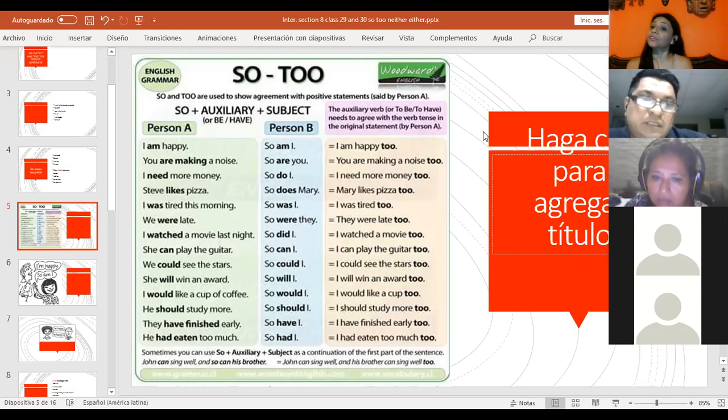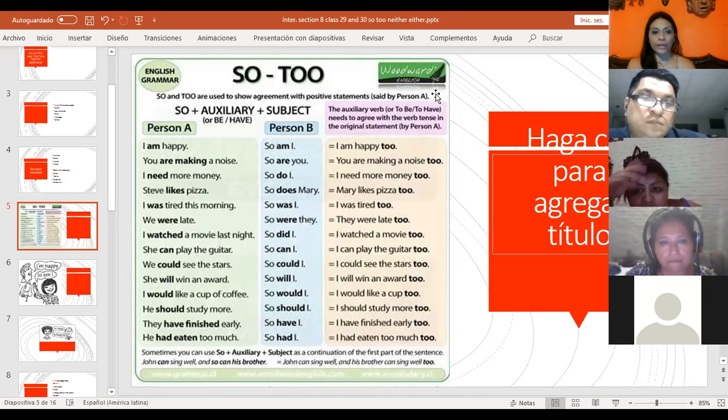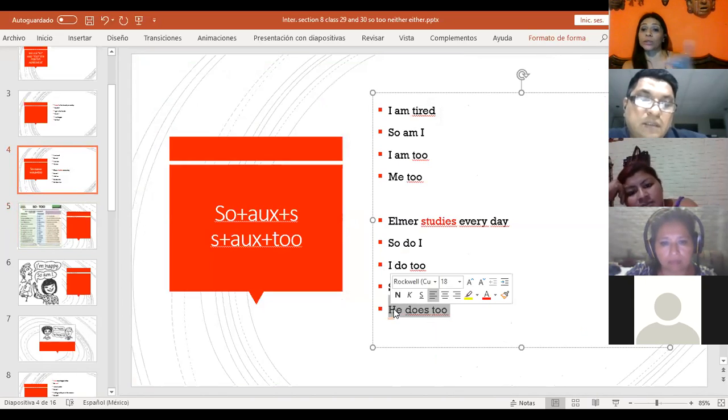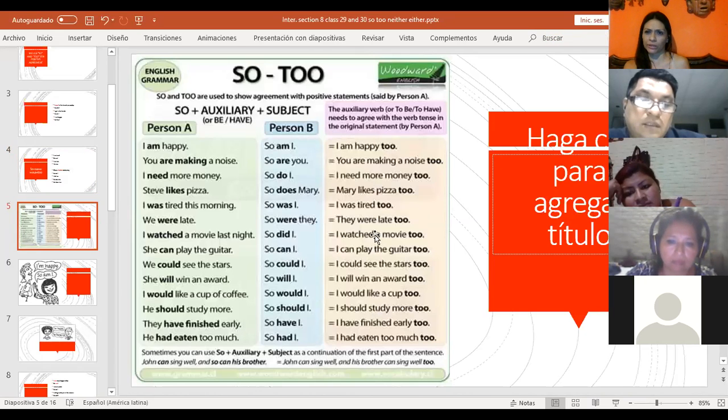Sí, entonces en todo caso es más fácil esta, que dice lo mismo y le pone too al final. Solo que el me too es el más usado, pero sin toda la oración. Si usted no quiere decir toda la oración, también es válido. I am happy, I am too. Esta es la forma corta usando el too. La forma larga es esta que está aquí, ¿me doy a entender? En lugar de decir I am happy too, solo puede decir I am too.